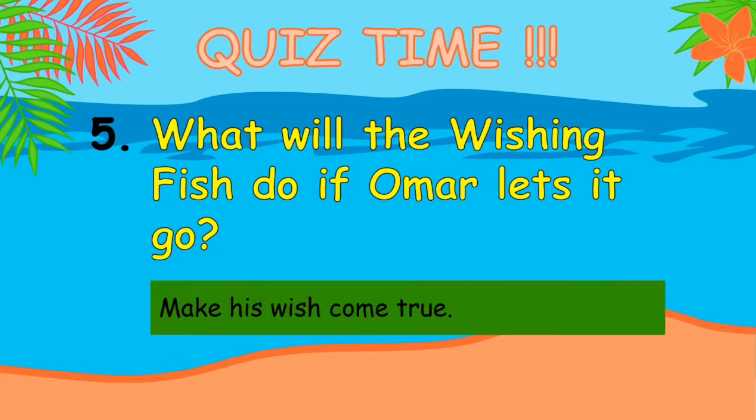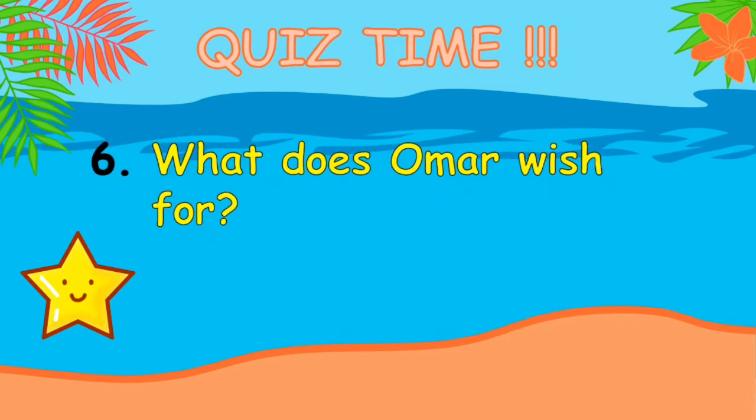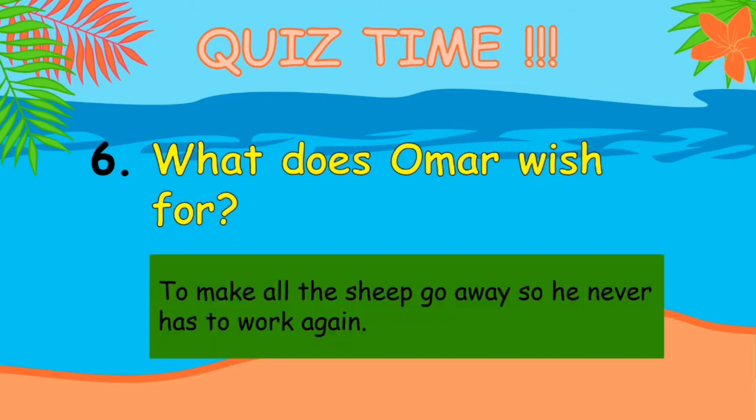Good job, my dear. Make his wish come true. Okay, next, number 6. What does Omar wish for? Anyone want to answer? Yes, correct, my dear. To make all the sheep go away so he never has to work again. One star for you. So clever.